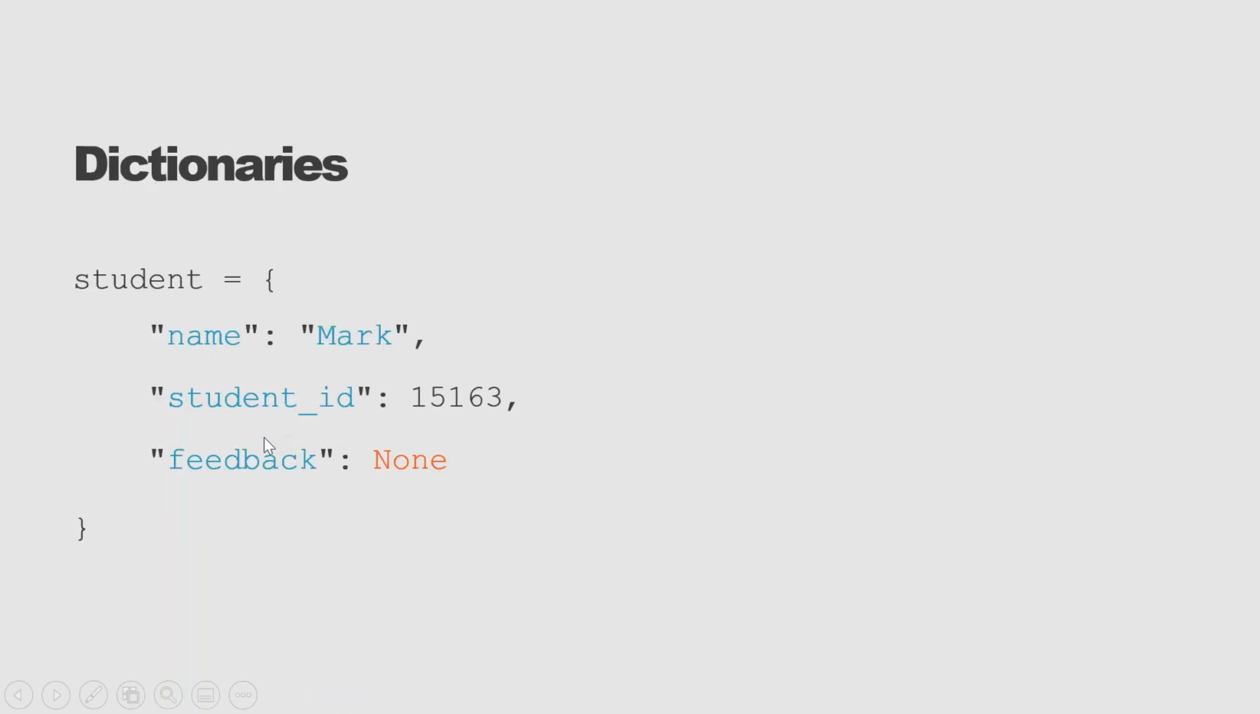Here we can work with the dictionary also. This is the dictionary student, it's dictionary key, value. Here feedback none. This feedback none means this value is set for nothing. This value is nothing. Okay.